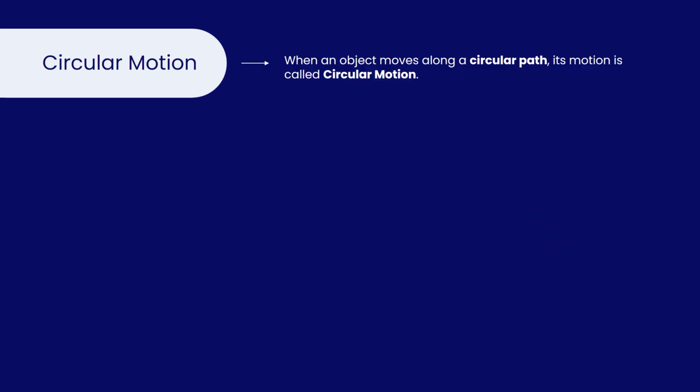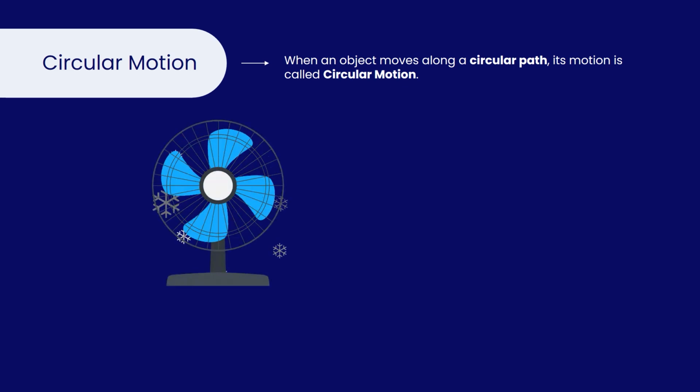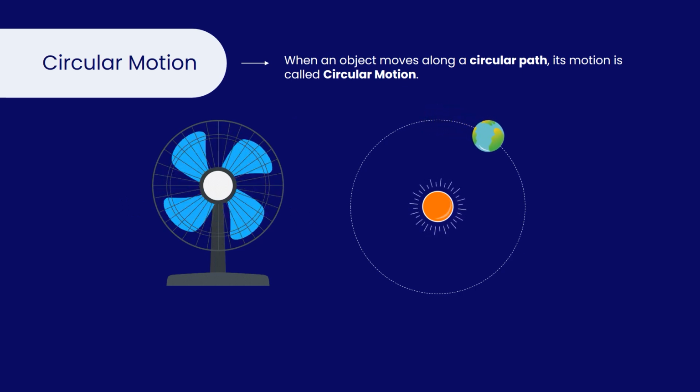Circular motion. When an object moves along a circular path, it is called circular motion. For example, fan blades or a satellite orbiting the Earth.